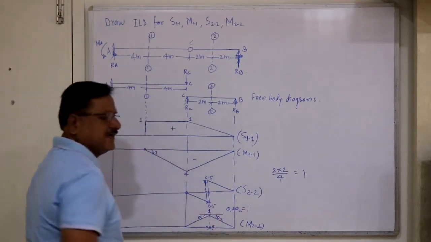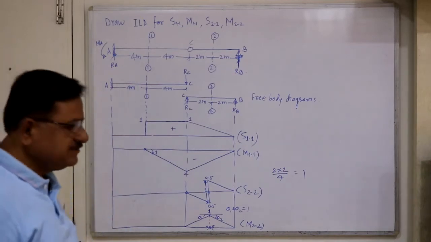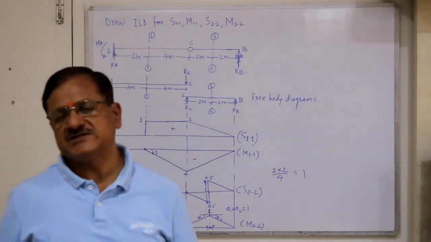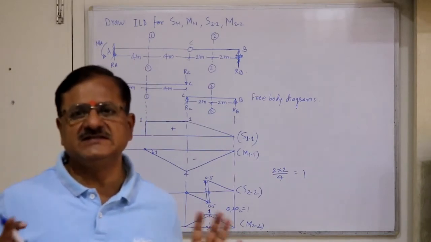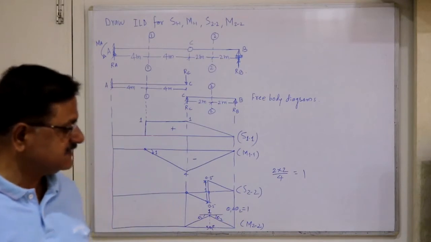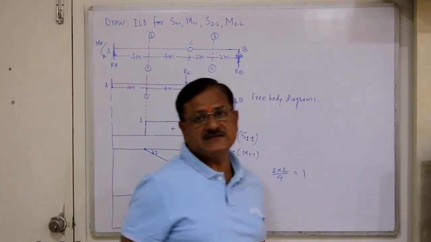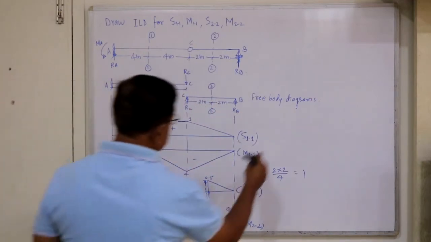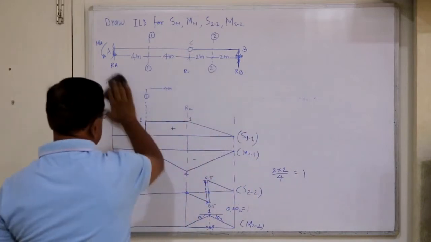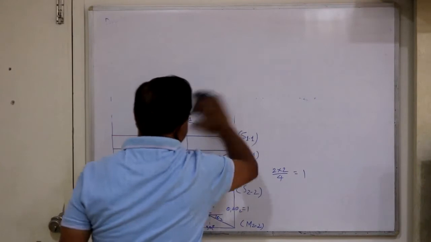So this also you get 1. So this is the ILD for M22. Now that means if you know the Muller-Breslau principle, we can construct any ILD within a minute. So at least for determinate structures, construction of influence line diagrams is very simple if you know the Muller-Breslau principle. Now let's consider a few more typical problems for beams.